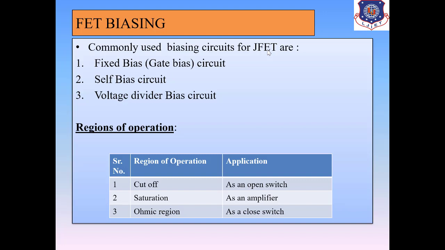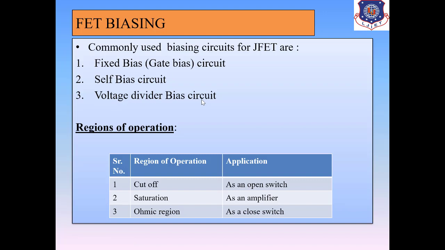What is biasing? Biasing, that means we will connect the batteries to the input and to the output side, and we will apply the Kirchhoff voltage law. So there are three main types of biasing: gate bias, that is also known as fixed bias; second, self bias circuit; and third, voltage divider bias circuit.